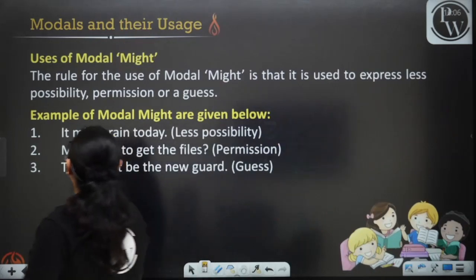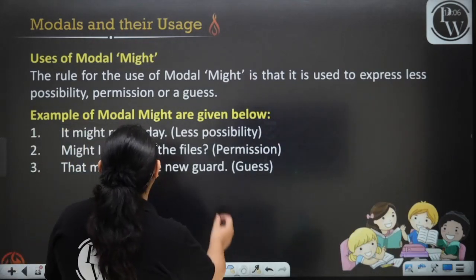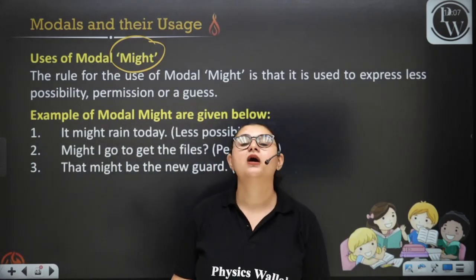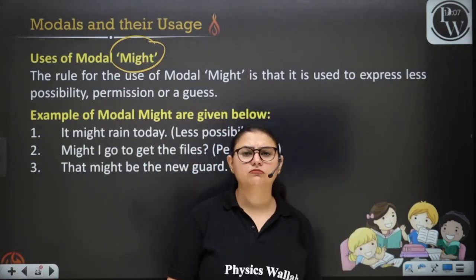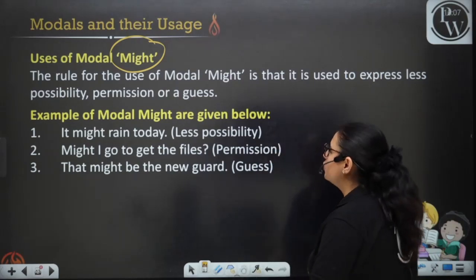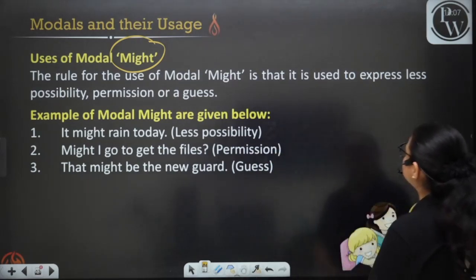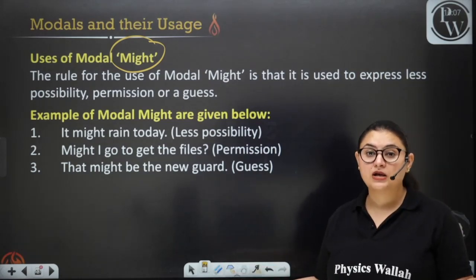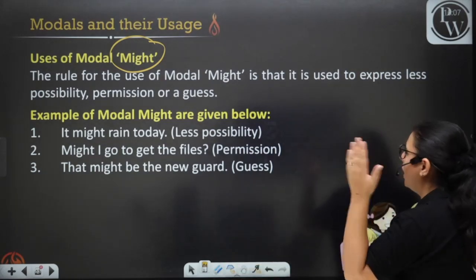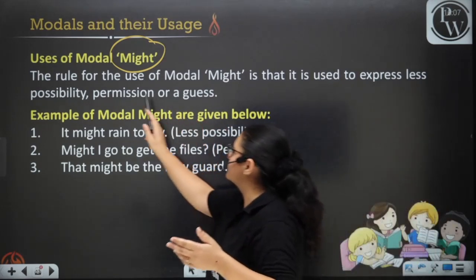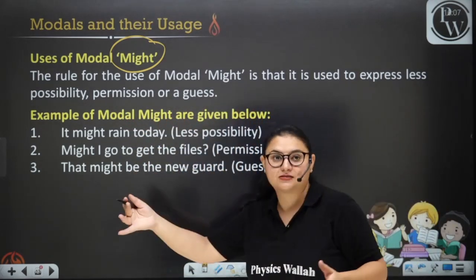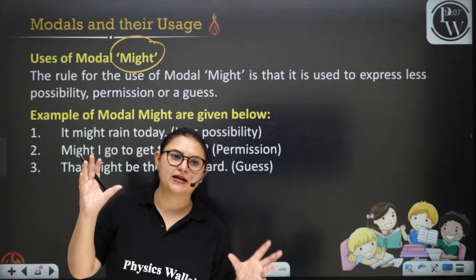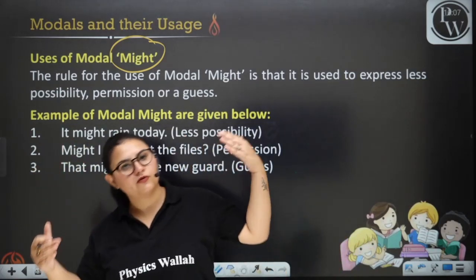Okay, now uses of the modal might. What is the difference between may? I may come, I might come. The rule for the use of modal might is that it is used to express less possibility. Or in the case you have to express permission or a guess, or you're guessing something, in that case you use might. May and might are often confused. Where to use may, where to use might.